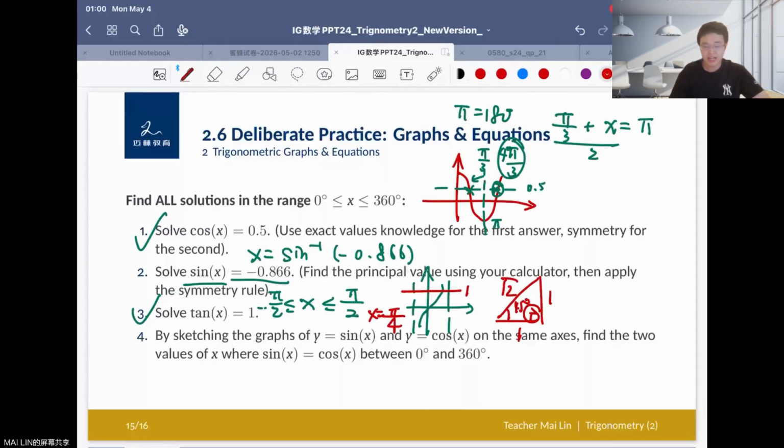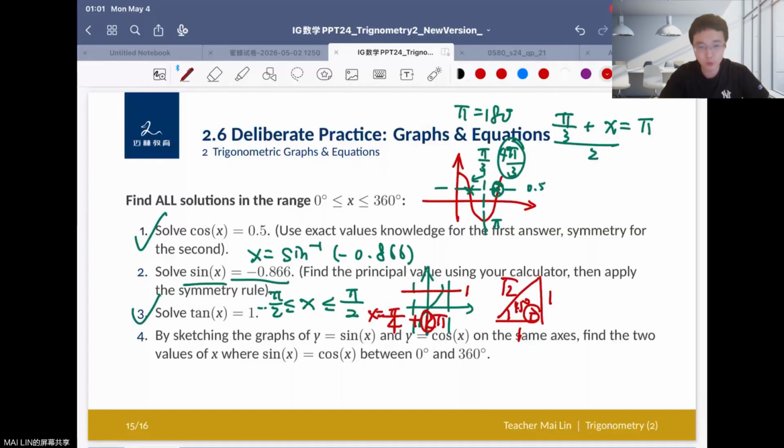But here, if the x doesn't have any domain, we can say x can be chosen as pi over 4 plus k pi, okay? So here, k is a constant. It can be chosen as 0, 1, or negative 1, or 2, or some other constant, okay? Because the period of tan x is pi, okay?